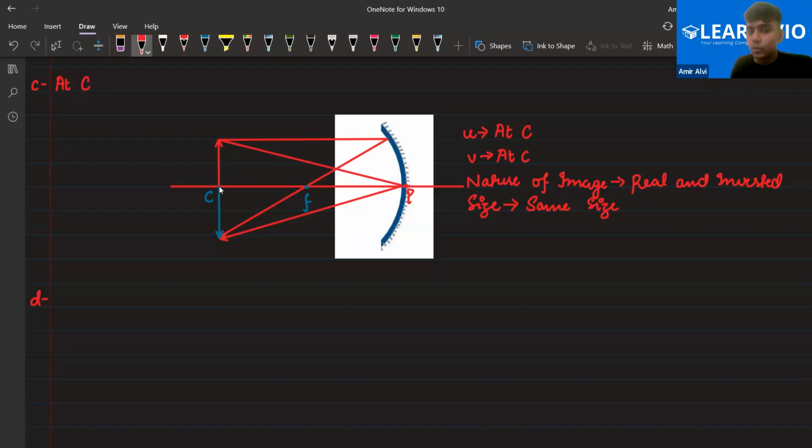Okay. The next case would be when the object was at C. The next case would be the object going towards the pole. So first was infinity, then the object was beyond C. Now it's at C, and the next one would be between C and F. Now the next case that we are going to discuss would be C and F.